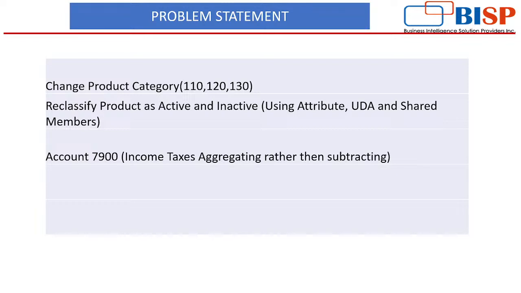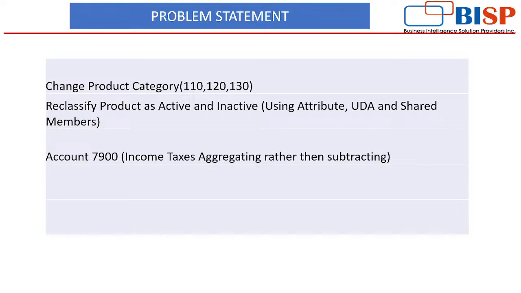Also, we have to reclassify product as active or inactive using attributes, UDAs and shared members. Then there is one account 7900. I will show you in the application. So this account, it is expected to show the figure in subtraction, but here it is aggregating the descendants. So these are the issues that we're going to handle, the tickets we have been provided over here.